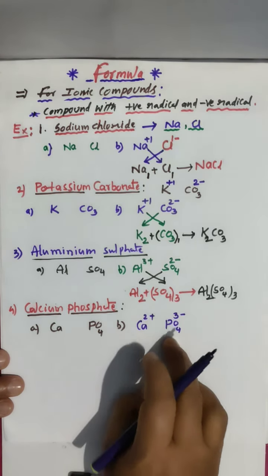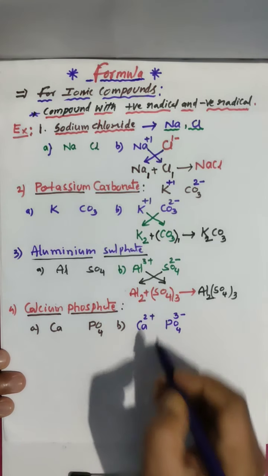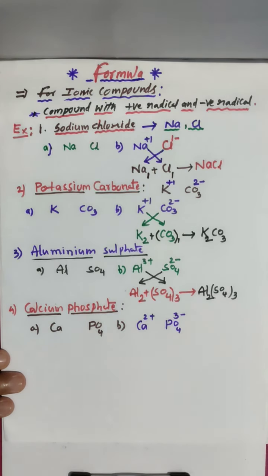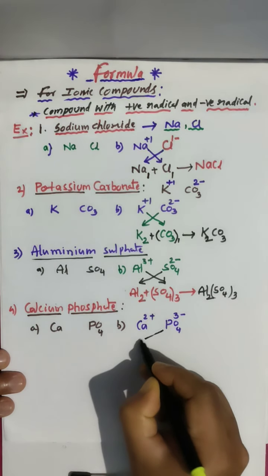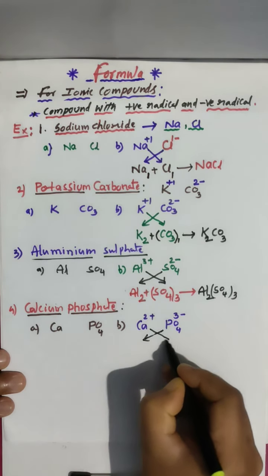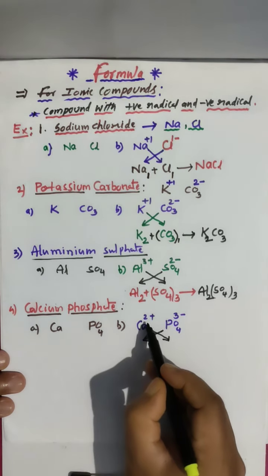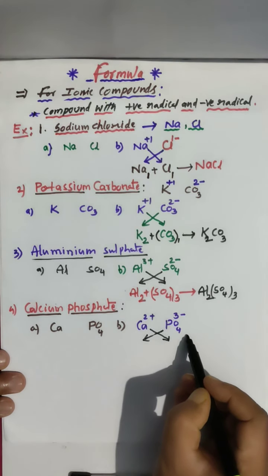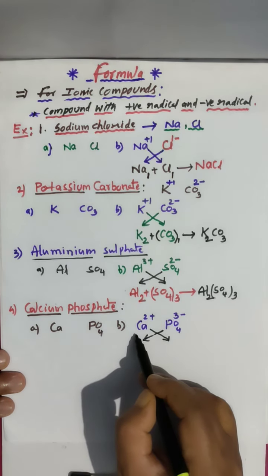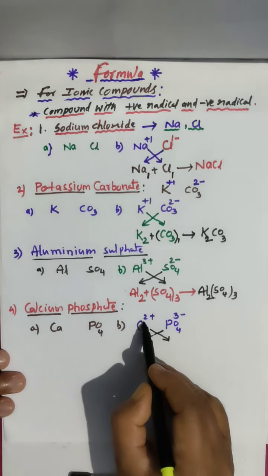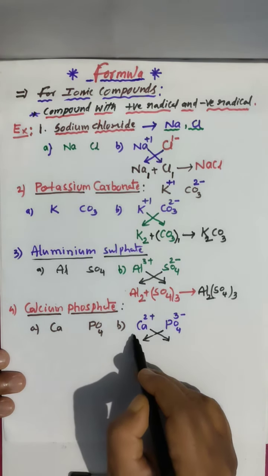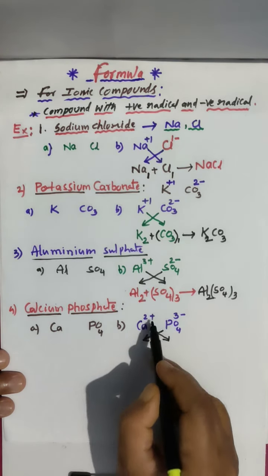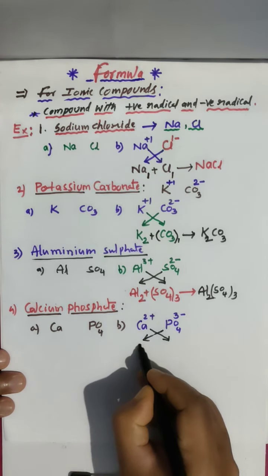So compulsory everyone radicals you have to learn. If you don't know radicals formula, you are unable to write. I told, cation charge for anion, anion charge for cation, or positive radical charge for negative radical, negative radical charge for positive radical. Plus minus we should not write.